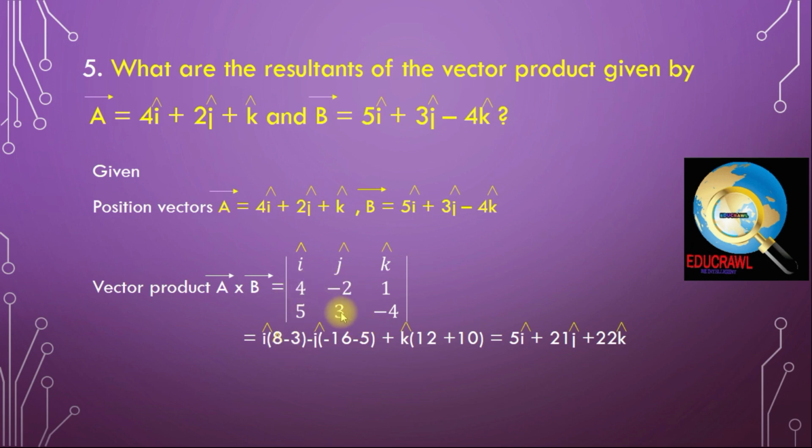4 3s are 12. When you do for the second time, you have to change the sign. Minus 5 into minus 2. 5 into minus 2 is minus 10. When you change the sign, it becomes plus 10. So plus K cap into 12 plus 10. Now this is mere addition. So when you do, you will get the answer as 5 I cap plus 21 J cap plus 22 K cap.